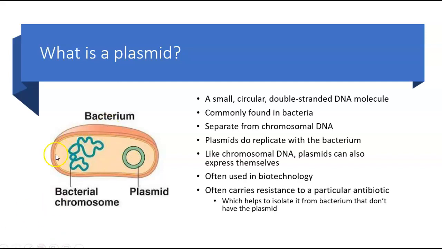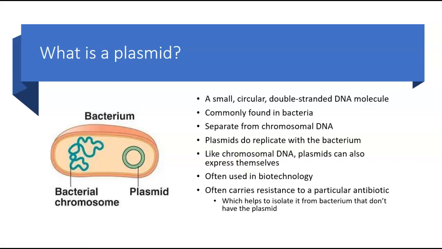As you can see here, all bacteria are going to have this chromosomal DNA. However, they don't all have this plasmid DNA here. So this is sort of like an accessory type of DNA that bacteria have. It is separate from the chromosomal DNA. However, as bacteria replicate, as they divide and produce more of themselves, this plasmid DNA will also get replicated. And like chromosomal DNA, plasmid DNA also has the ability to express itself.